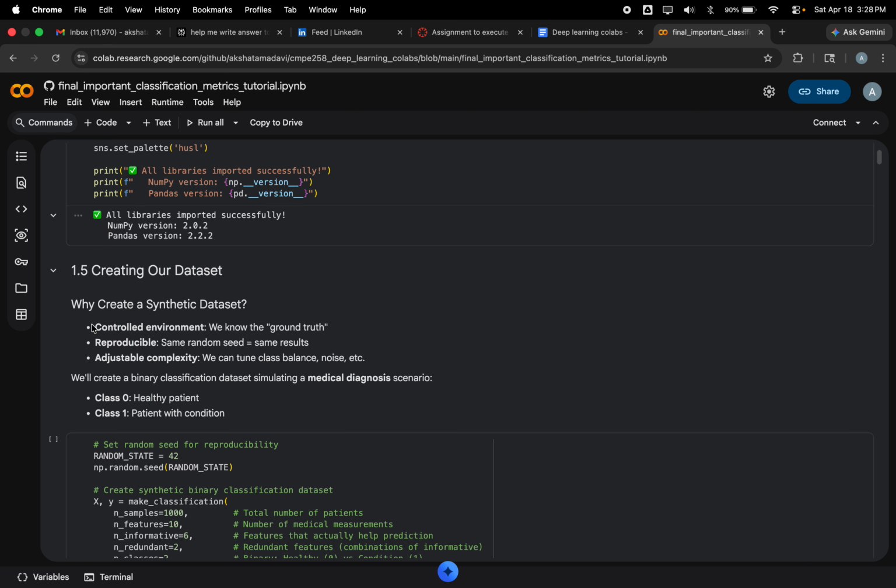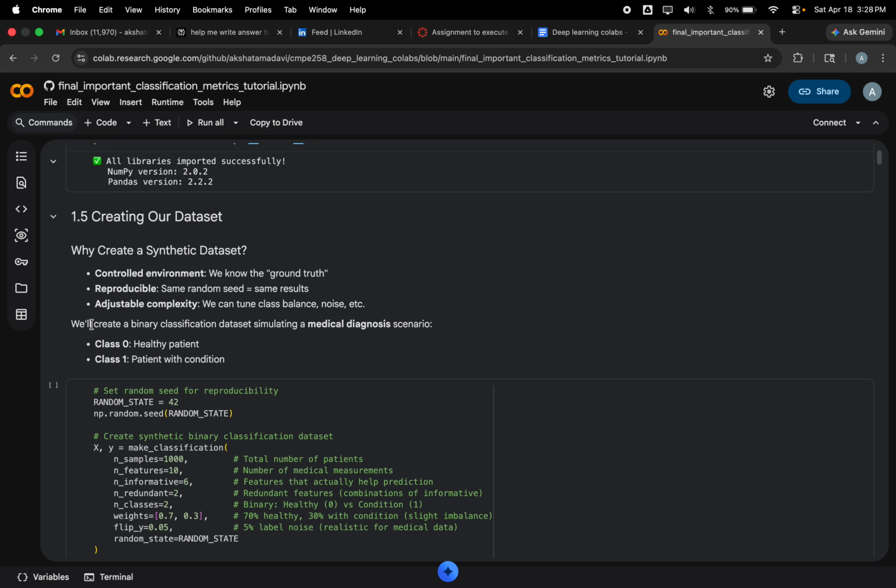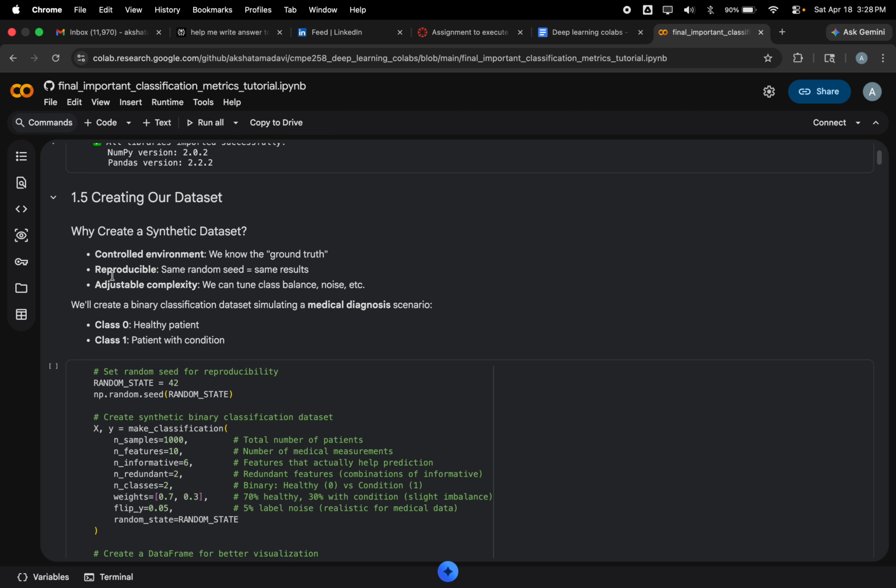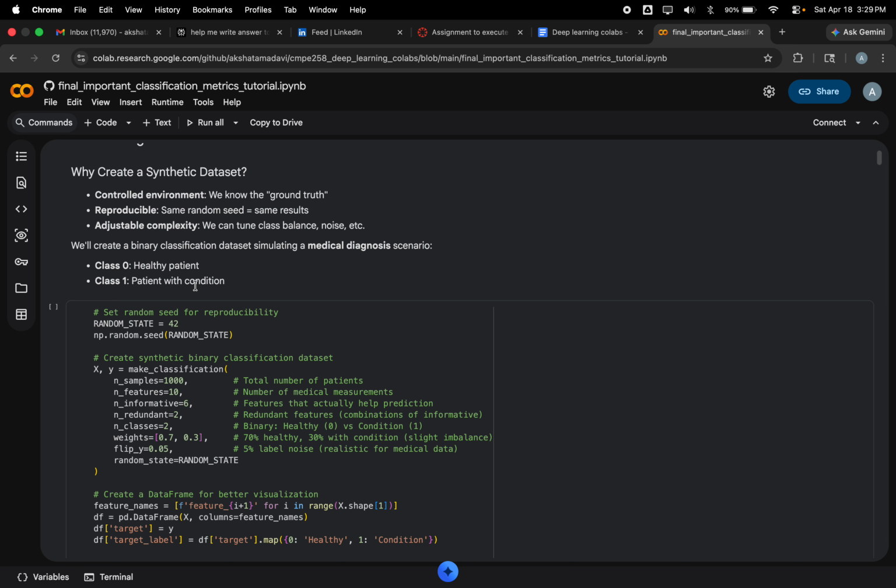So initially we're just doing the setup, then we are creating a synthetic data set. Why we are creating a synthetic data set is we want a controlled environment, and it should be reproducible. Like, the same random seed should create the same results, and we can adjust the complexity also. So we can tune the class imbalance, noise, etc. We'll create a binary classification data set simulating a medical diagnosis scenario. So class 0 will be a healthy patient and class 1 will be a patient with a condition.